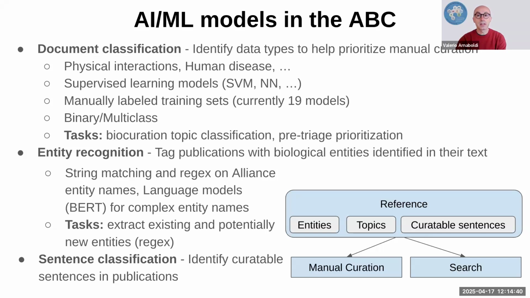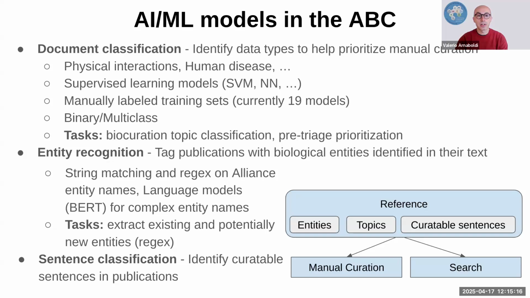At the ABC, as Kimberly already introduced, we're using several machine learning models to automatically extract information from the full text of publications. For example, we have document classifiers that are able to identify different data types of interest, such as physical interaction, human disease, and many others, from the full text of the papers. For these specific models and for the current implementation we have in production, we're using supervised learning models, such as SVM, neural networks, and others.